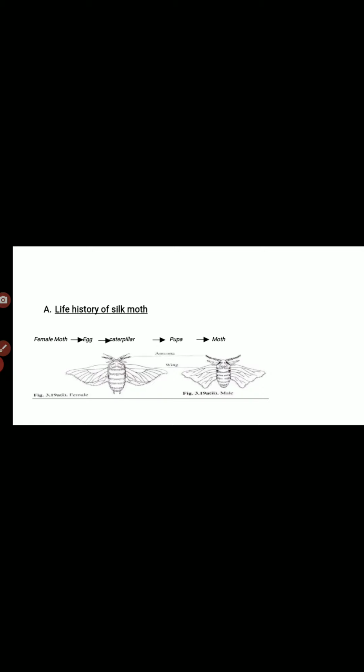One is the female moth lays eggs. These eggs convert to caterpillar, which converts to pupa. That pupa is converted to moth. These are the different stages in the life history of the silk moth. So now let's see. It is given in picture form how the female lays eggs, it is converted to caterpillar, it is converted to pupa, and from pupa to moth.